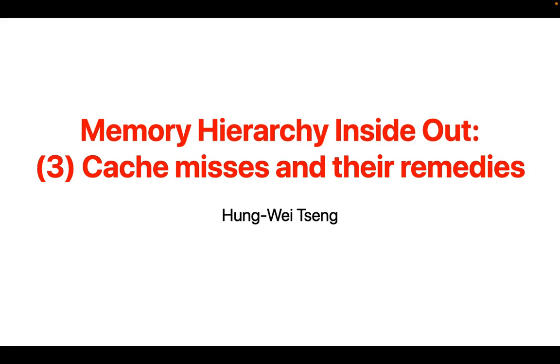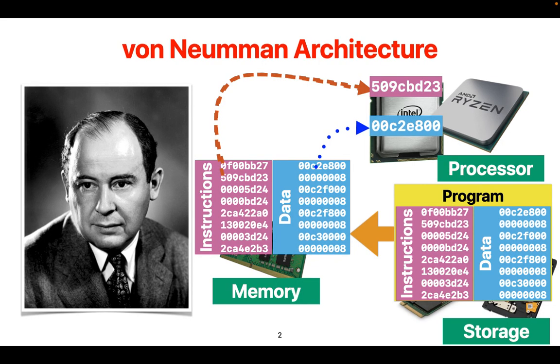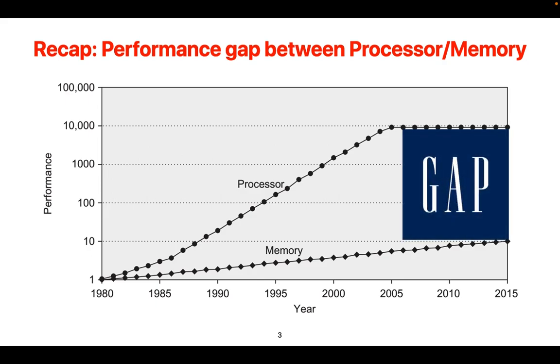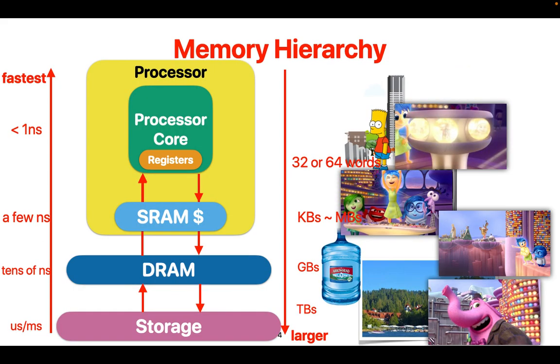Alright, so today we are going to continue our discussion on the memory hierarchy, especially the cache part, and we are going to talk about why we have cache misses and what their remedies are. But before we start, again, this is the big picture of computer architecture. I don't think I have to tell you exactly how the computer works, but one thing you have to keep in mind is that memory is a big part. And because memory is a big part in this modular architecture, the performance gap between processor and memory causes a lot of performance issues if we don't find a way to address that.